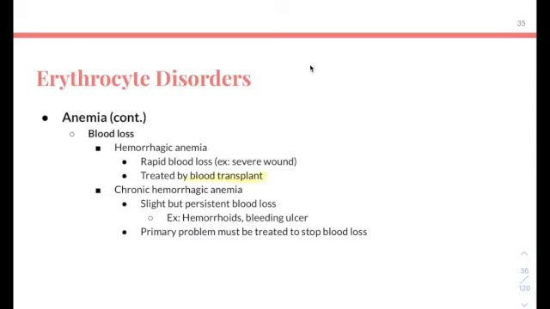But there's also chronic hemorrhagic anemia, because there's a very slow blood loss occurring all the time. It could be hemorrhoids, which tend to bleed all the time. A bleeding ulcer in the stomach is a common cause of chronic hemorrhagic anemia. So finding that ulcer and treating that primary problem will help stop the blood loss, and it can help get rid of the chronic hemorrhagic anemia.